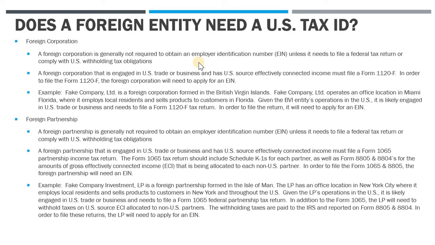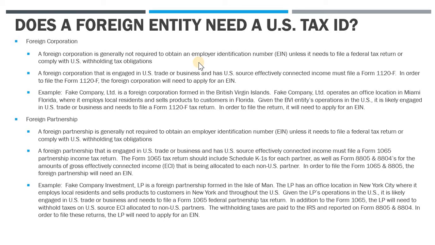So if we look at our example here, we have Fake Company Limited. It's a foreign corporation created in the BVI. Fake Company Limited operates an office in Miami. It employs some local residents there, and it sells products to customers in Florida. Given the activities of this BVI entity, it's likely engaged in trade or business in the U.S., and it has effectively connected income. So it needs to file an 1120-F foreign corporation tax return.